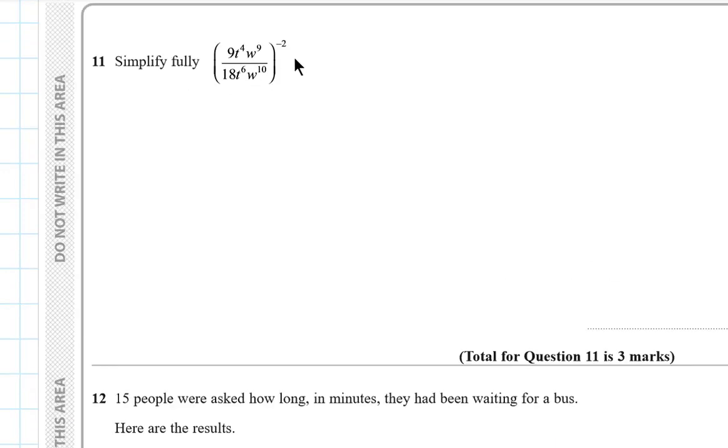Question 11, simplify fully. First of all, we can make a simplification inside the bracket, because we have here 9 over 18. Dividing by 9, we will have 2 here and 1 above. t power 4 and t power 6, we have t power 2 below. And w power 9, w power 10, we have w power 1 below. So the numerator can be 1 now. All to the power of minus 2, or negative 2. The negative will flip the fraction upside down, and then we have square. So the answer should be 2t squared w all power 2.